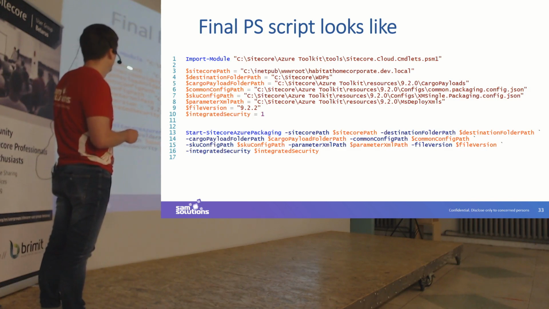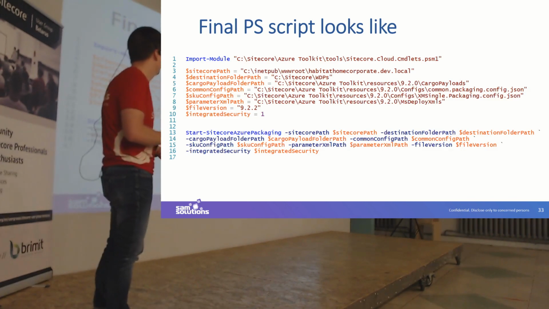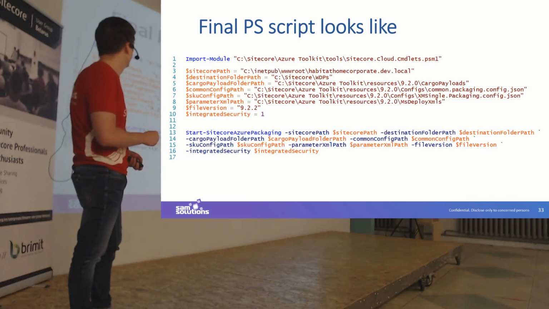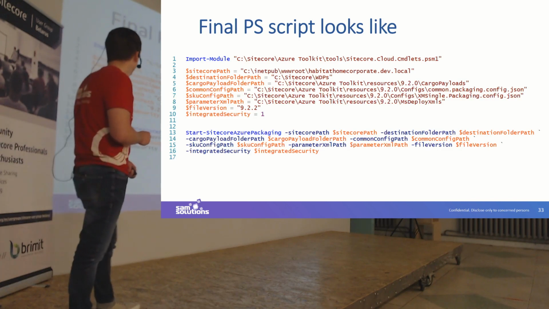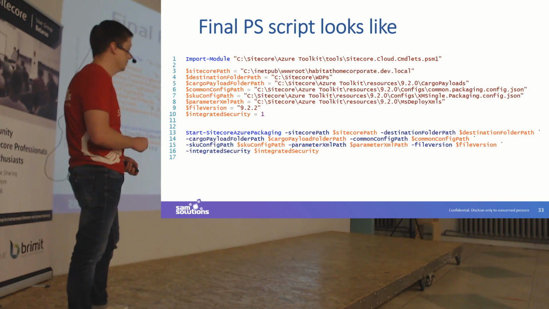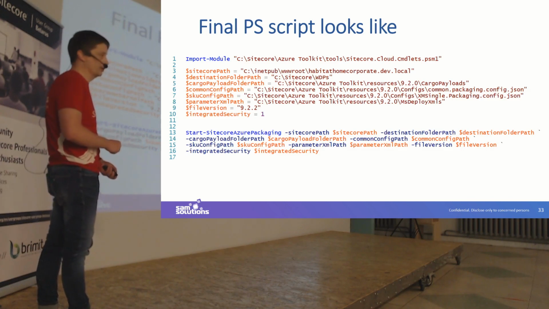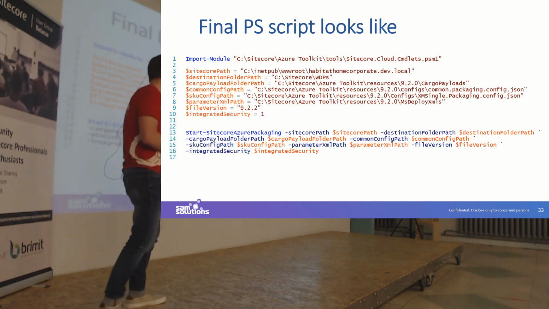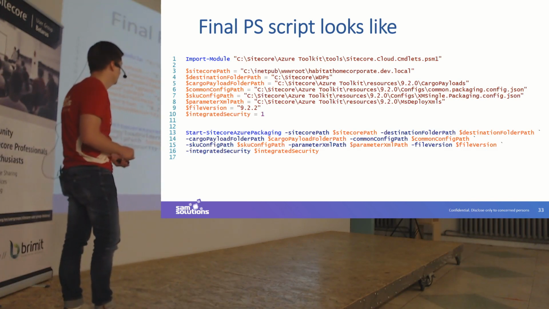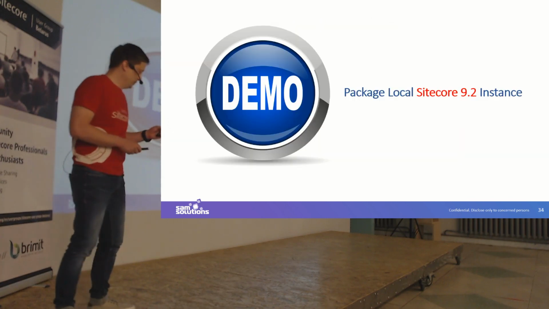We open our PowerShell terminal on our machine, and we import our main PowerShell module. Here we also predefined all the parameters we need, and we execute the first function we needed, Start-SitecoreAzurePackaging, and input all these parameters we predefined here. Okay, and now it is time for the demo.